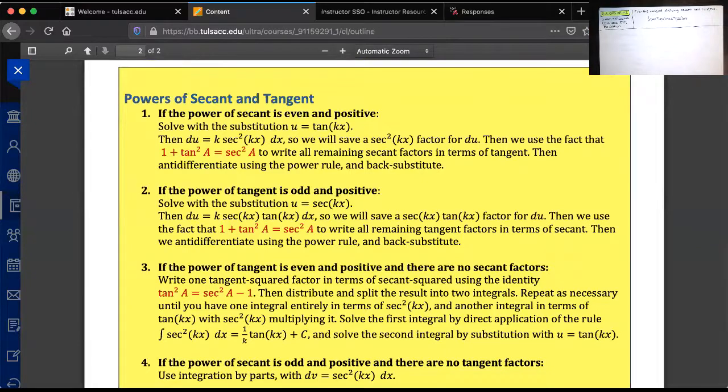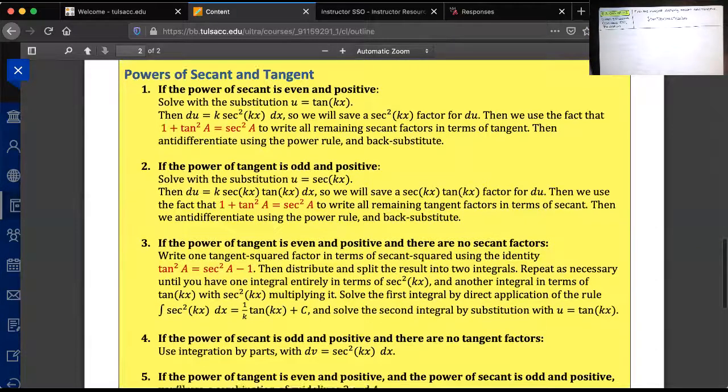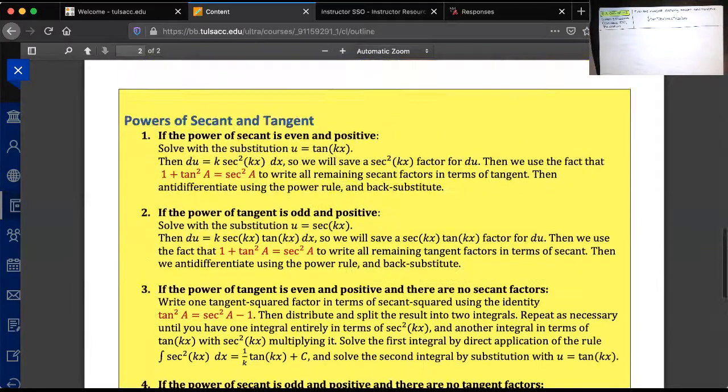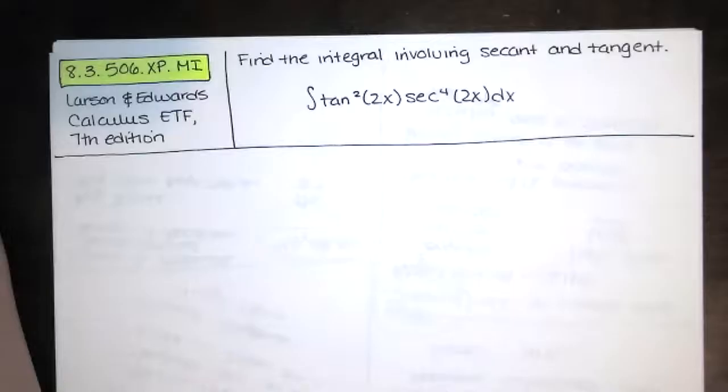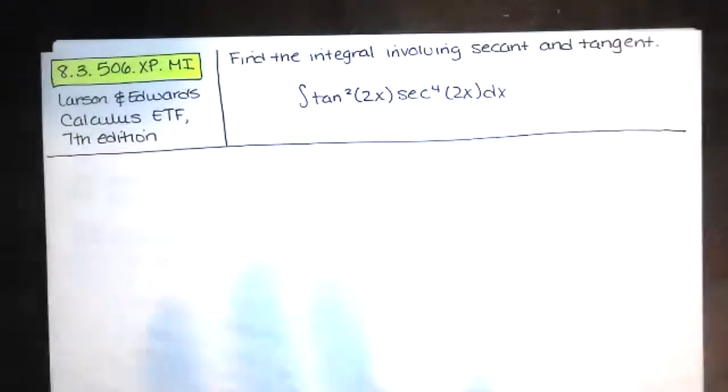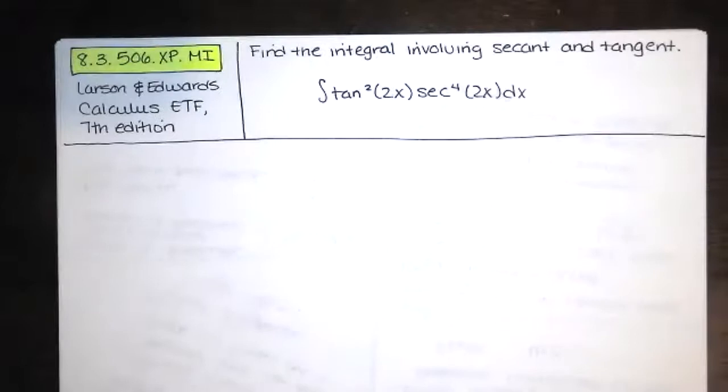And now I want to look through these guidelines. We got 6 of them. And we want to see which one applies. It says, if the power of secant is even and positive, you're going to make the substitution, let u equal tangent of kx. Okay, so it tells us exactly where to start. When you're working these problems, if you don't know where to start, look at that formula sheet. It's going to tell you exactly what to do. You'll have access to that during your exams if you're taking my class.